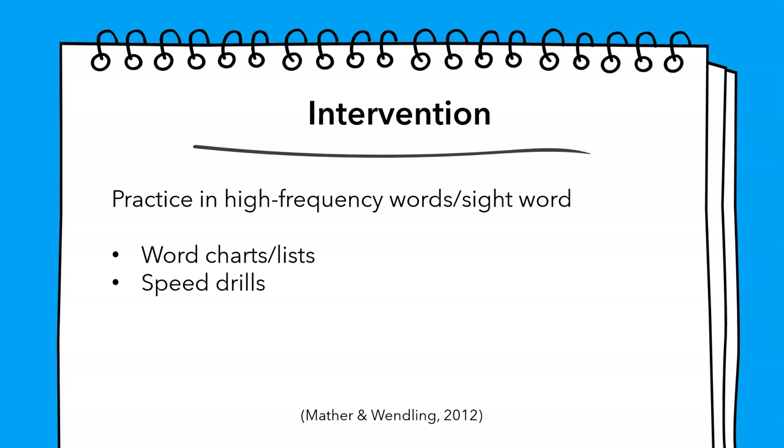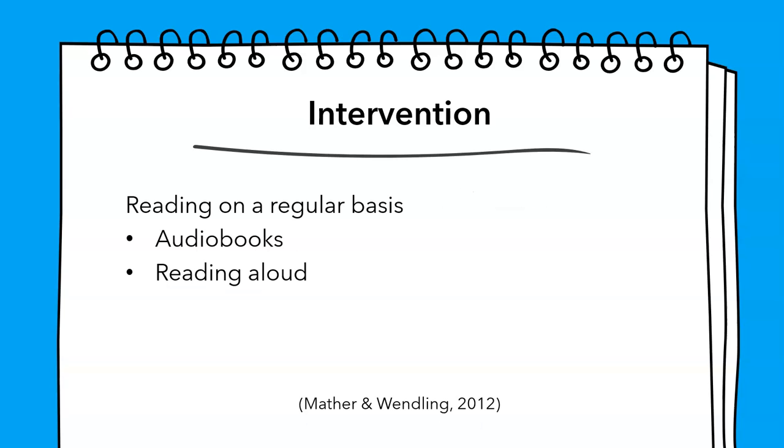In addition to working with students in phonological awareness and word recognition, it's important that students read on a regular basis and be exposed to fluent reading as much as possible. So it's very helpful to read aloud to students, and this is also important for older readers as well. Giving students audiobooks and having them read the text while they listen can be a really effective way to increase their reading time. And it allows them to work on their reading skills independently.